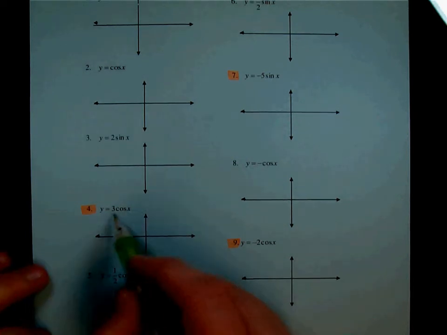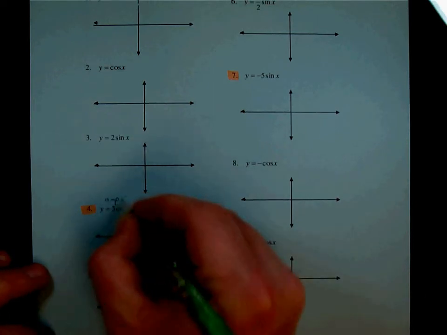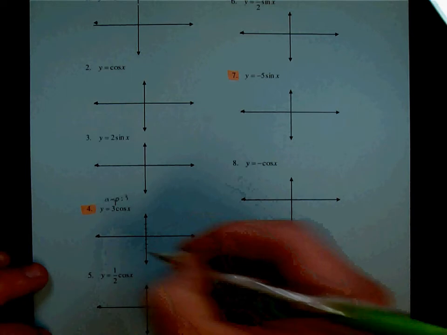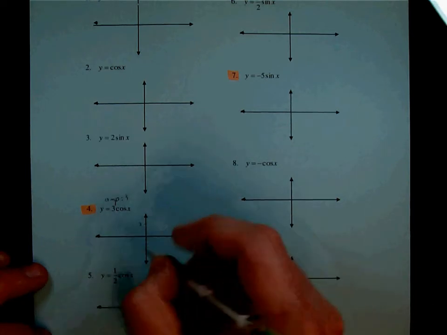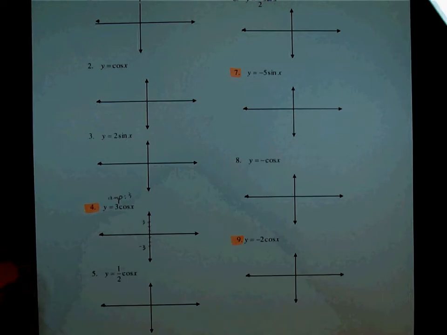Number 4, I see that there's an A value. The B value is just a 1. There's no number there. But the A value is 3. That tells me that the amplitude to this problem is 3. We're not doing any sort of shifts yet. That will come in the next section and in the next part. But the highest it's ever going to get then is 3. The lowest it's ever going to get is negative 3.